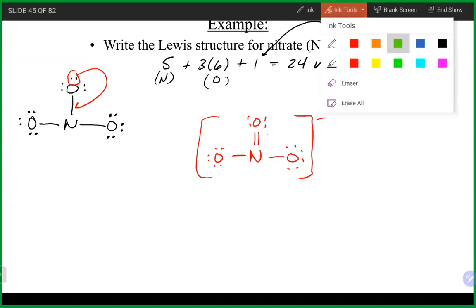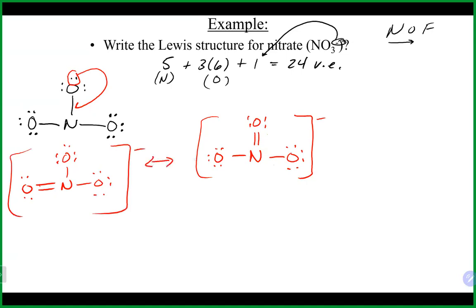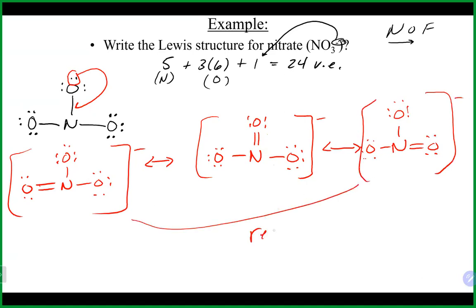Now, we could have double bonded to either of the other oxygens as well. So we could have just as easily drawn a Lewis structure where we double bonded there to the left by bringing those electrons in. And we could have double bonded there to the right by bringing those electrons in on the right. And all these structures are what are referred to as being resonance structures of each other.